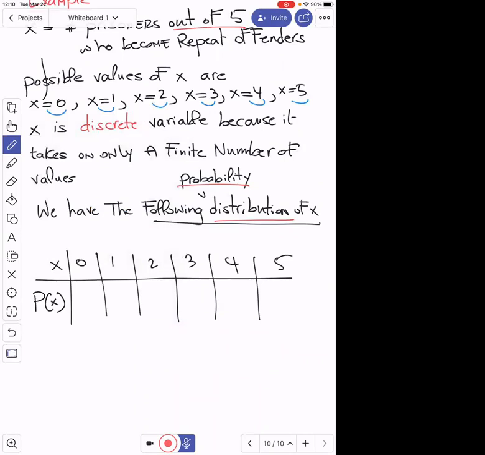So yesterday we had this example. For example, the probability that x is 0 is, I think we said, 0.237.